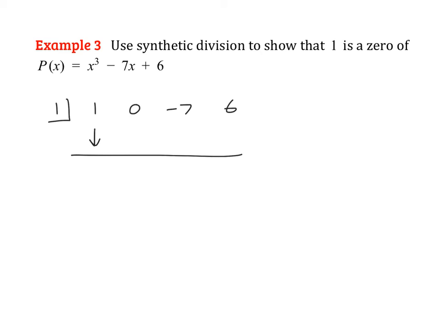So again, let's start our process. 1 times 1 is 1, add. Multiply, add, and then multiply, add. And you can see that our remainder is 0, so that confirms that 1 is a 0 of this polynomial.